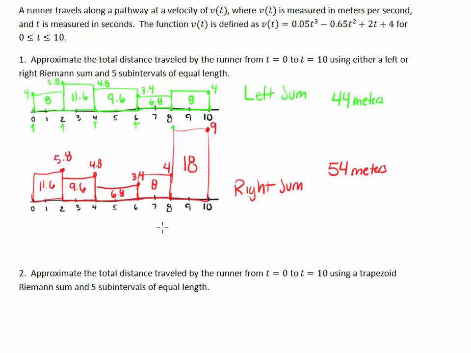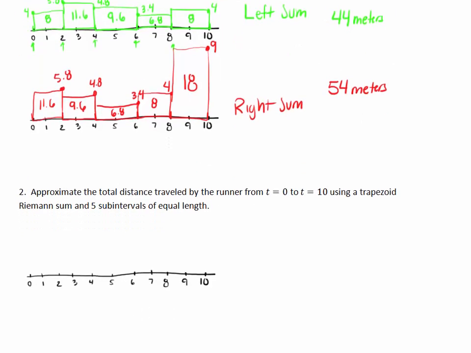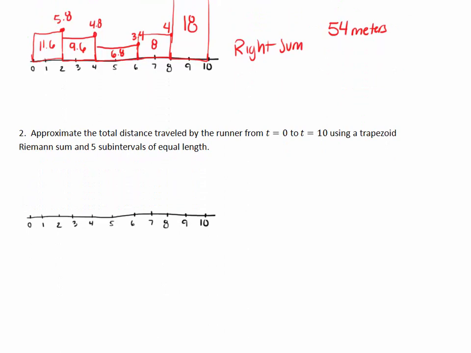All right, number 2, we are approximating the total distance traveled by the runner from time equals 0 to 10 using a trapezoid Riemann sum and 5 subintervals of equal length. So let's get our same little scale here. And there it is right there. Okay, so we're doing a trapezoid sum this time. So still 5 subintervals of equal length, so they're still going to be 2 units apart.